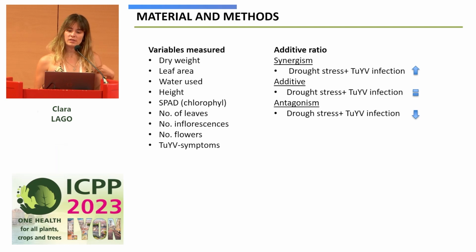We also calculated the additive ratio to explore the interactions between the drought stress and the virus stress. When this ratio was higher than 1, that means that the combined stresses are higher than the sum of the stresses themselves. When the additive ratio was 1, that means that the sum of both stresses is the same as both stresses combined. And when the additive ratio was less than 1, that means that the effects are antagonistic, that the sum of both stresses is higher than both stresses combined.